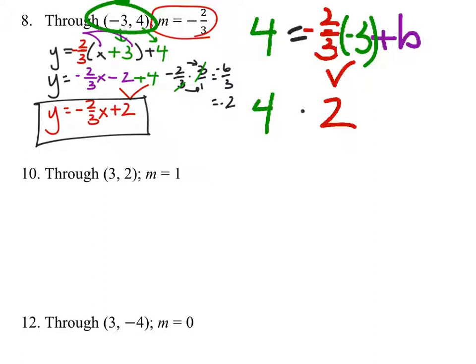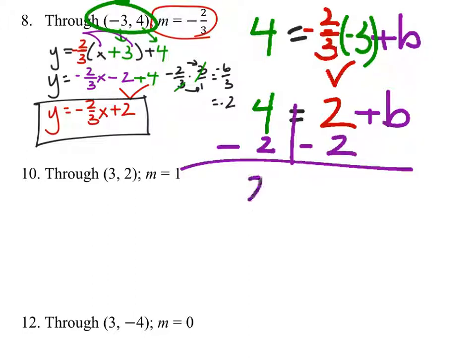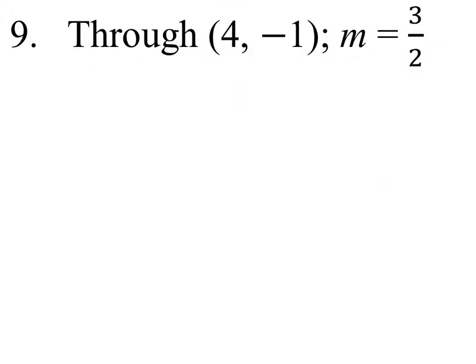So I got 4 equals 2 plus b. And now to solve for b, I would simply subtract 2 from both sides. So I get 2 equals the b value. And that's what we got in the equation right here. Extremely convenient.